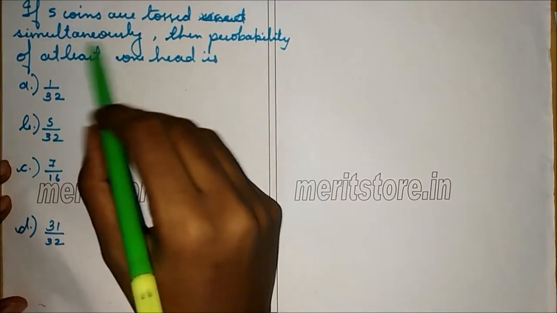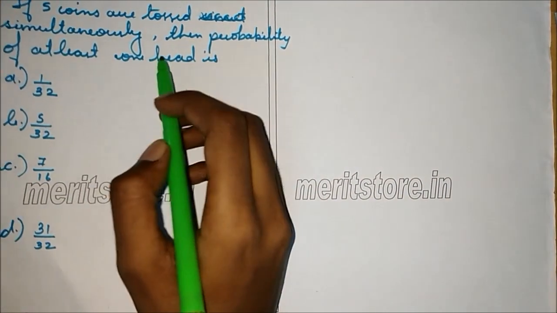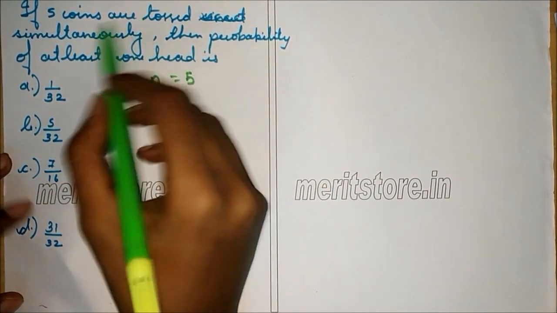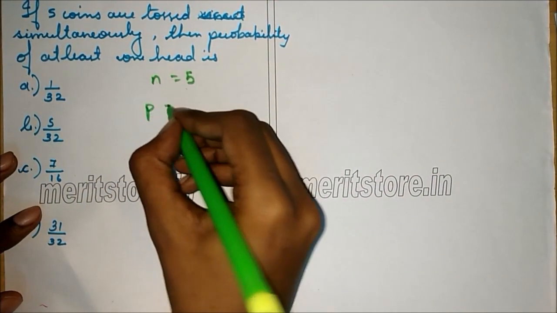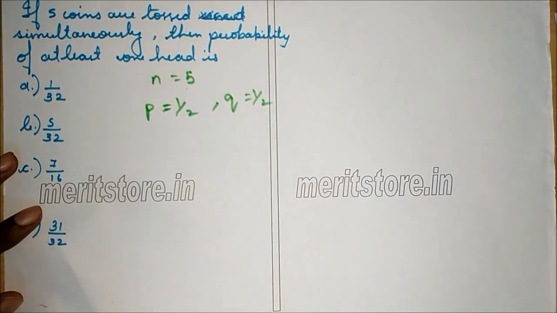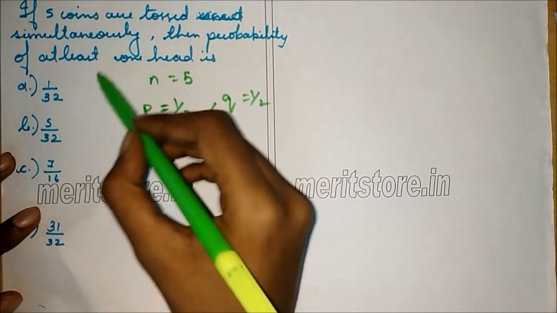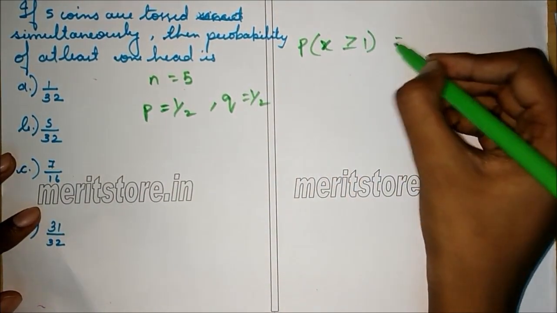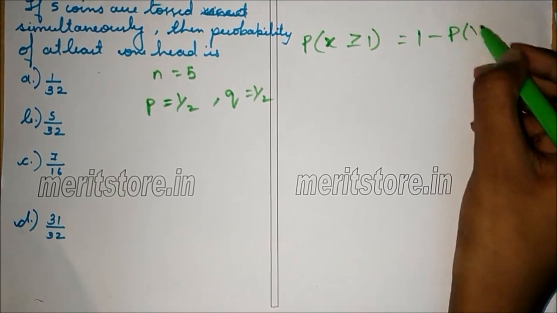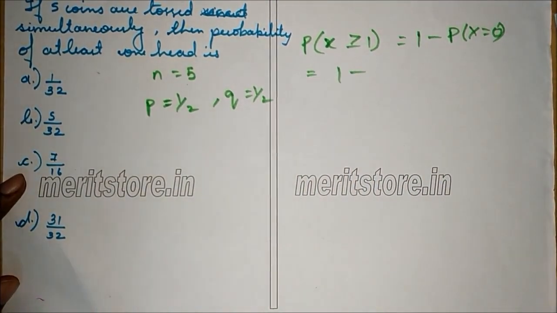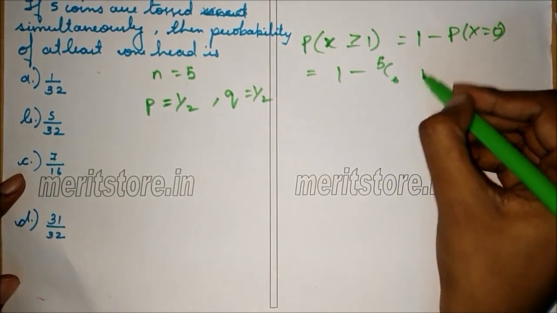If 5 coins are tossed simultaneously, then probability of at least one head is? So 5 coins are tossed, so n will be 5. So we assume the coin is fair, so p will be half and q will be half. So what we are supposed to find is probability of at least one head. So this will be P of X greater than or equal to 1, which is the same as 1 minus P of X equals 0.